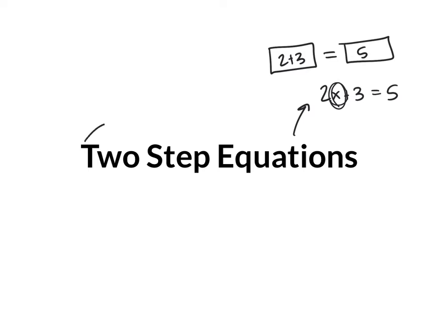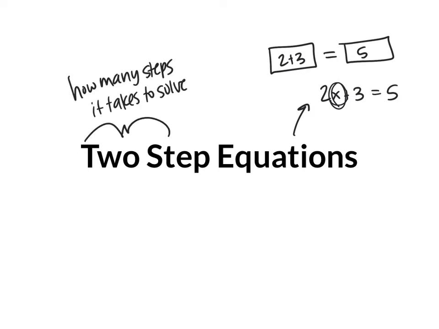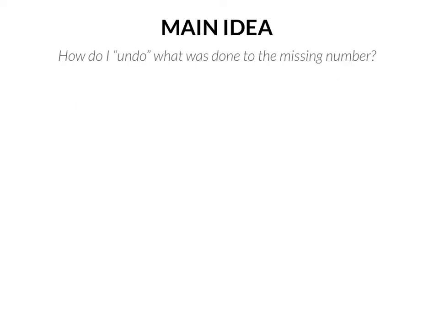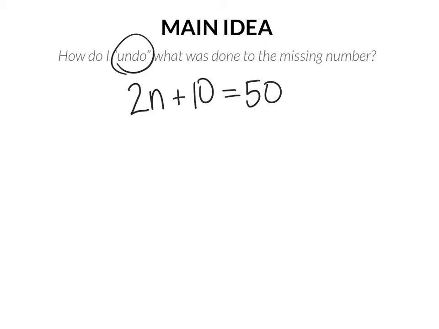That's because we're looking at two-step equations. The two-step indicates how many steps it's going to take to solve by isolating our variable to be x equaling some number. Our main idea is the same as with our one-step equations. How do I undo what was done to the missing number? For example, if I have some number, n, and the first thing I do is I multiply it by 2, and then I add 10, and that gives me 50. We need to undo in a particular order.